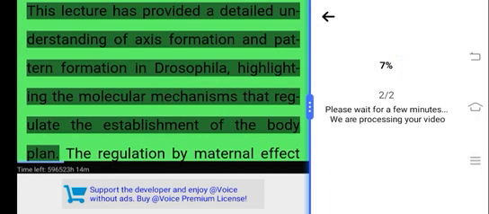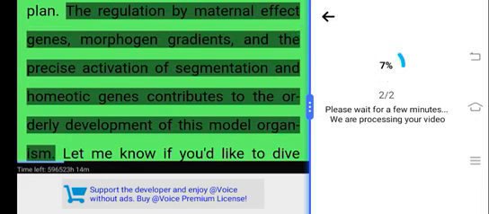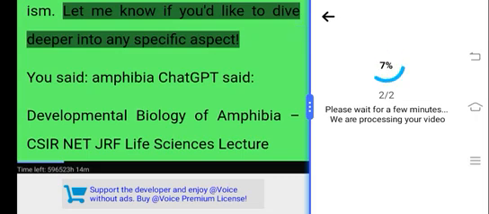This lecture has provided a detailed understanding of axis formation and pattern formation in Drosophila, highlighting the molecular mechanisms that regulate the establishment of the body plan. The regulation by maternal effect genes, morphogen gradients, and the precise activation of segmentation and homeotic genes contributes to the orderly development of this model organism. Let me know if you'd like to dive deeper into any specific aspect.